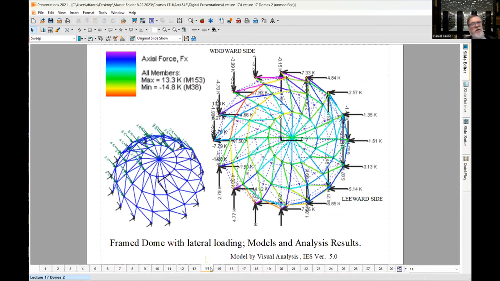Domes under loading conditions. This is a Schwedler dome I made in steel with the computer software. And I put a lateral load on it. So you can see the wind forces acting in this direction. And notice on this side, you've got the blue, the compression forces going on for the hoops. But then on this side, you've got the tension forces going on for the hoops, because you're compressing this side with the load, but you're stretching this side as it pulls apart.